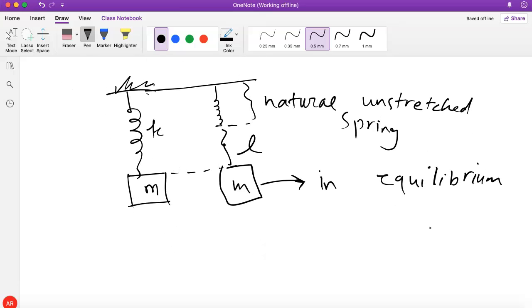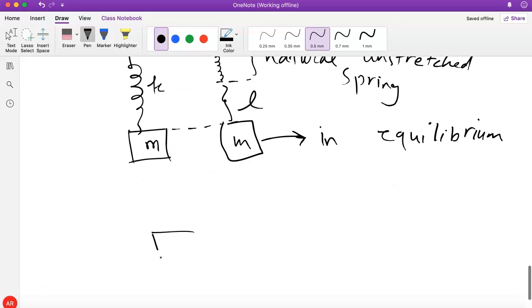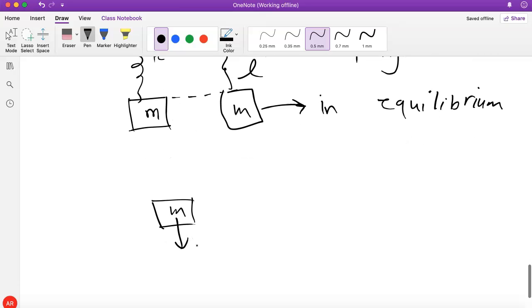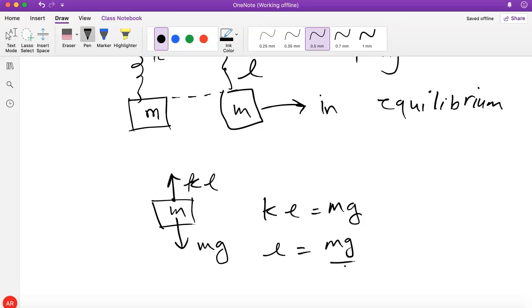So what is L first? We can think about a free body diagram for this mass. There's the force of gravity downwards, mg, and the spring is pulling it up. The magnitude of the force from the spring is kL. So kL must be equal to mg for the equilibrium position, or L is mg over k.